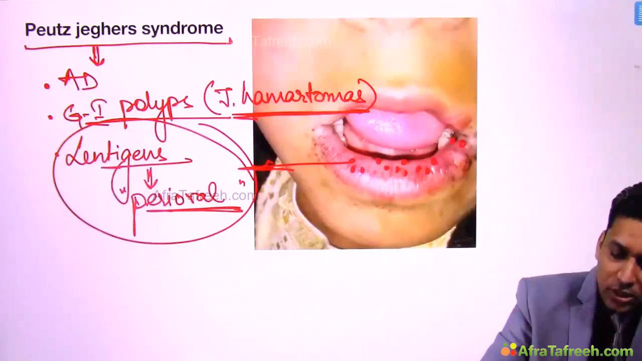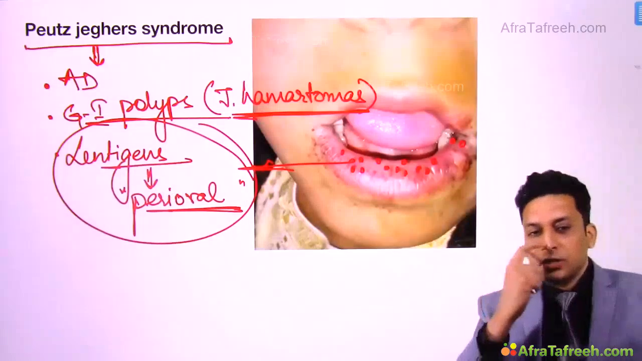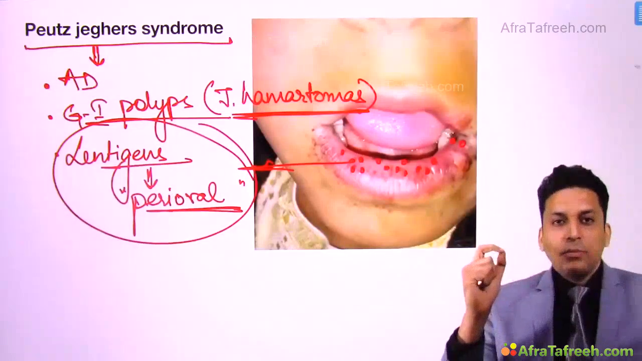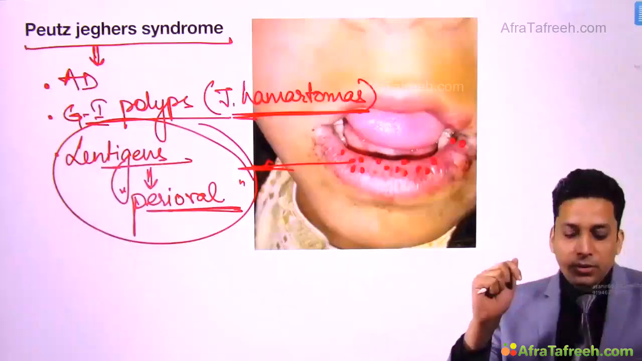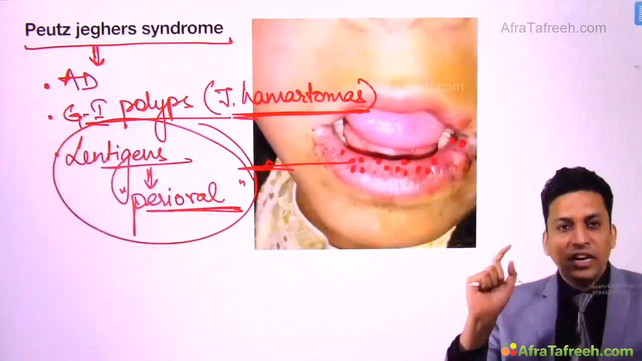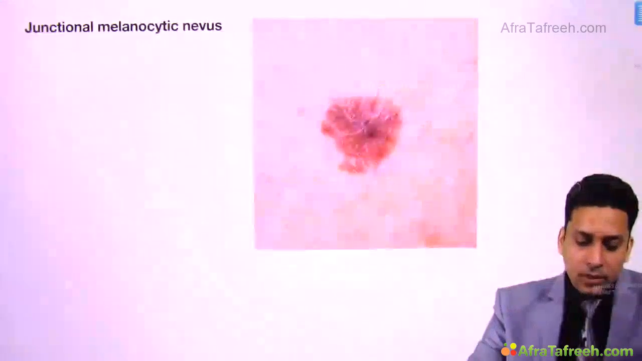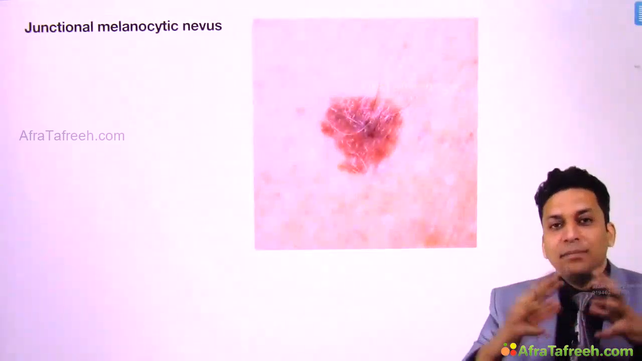So if this presentation is seen, then you should suspect Peutz-Jeghers syndrome, because this is an autosomal dominant condition which might be associated with GI polyps, that is jejunal hamartomas. So here also dark lesions in the form of lentigines might be seen.